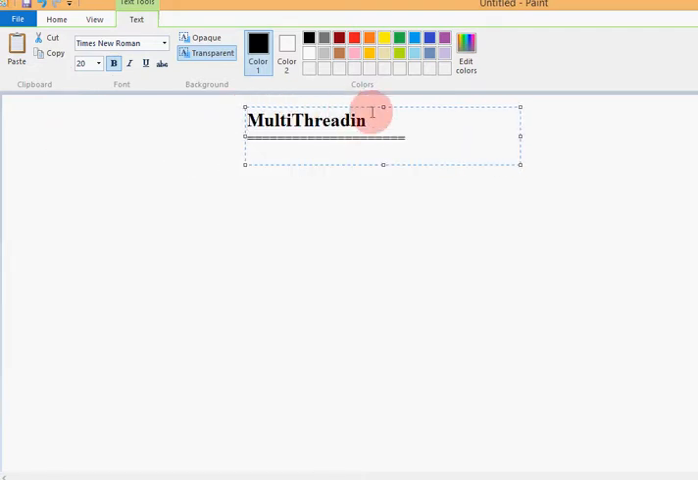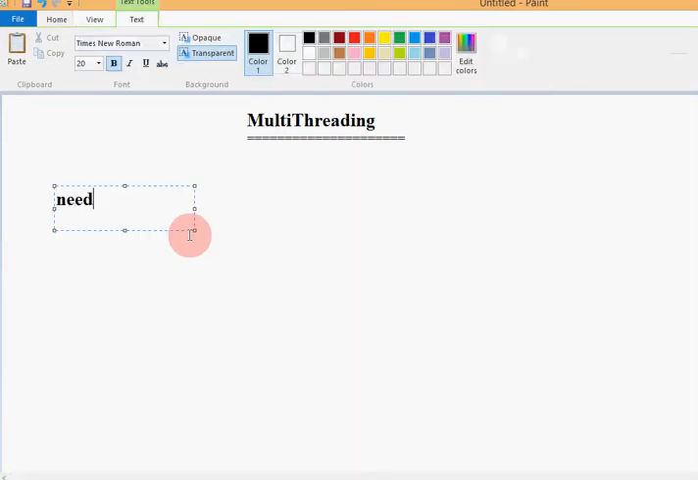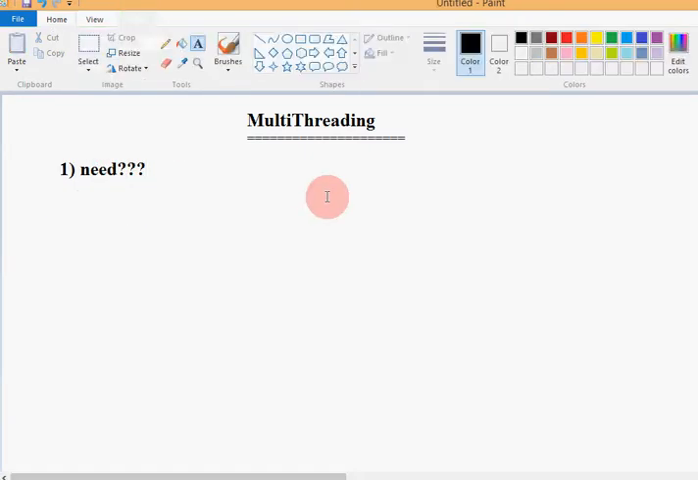Then we have to know the basics of multi-threading: the need of multi-threading, why and how multi-threading, what is the requirement of multi-threading. The first thing we have to know is the need. What is the need of multi-threading? That means why do we require the multi-threading concept in Java?